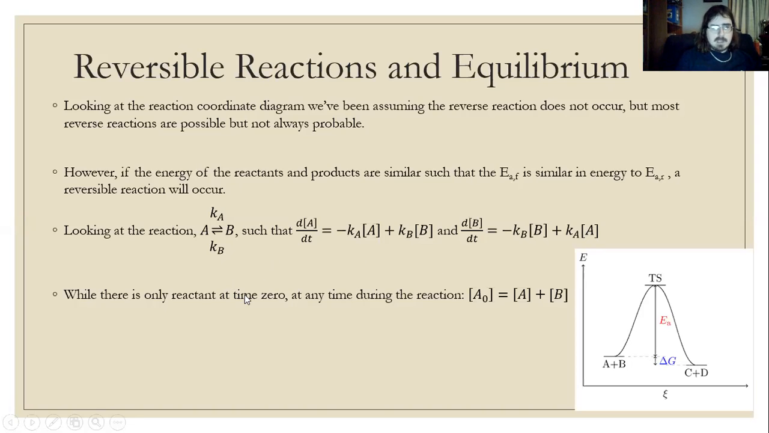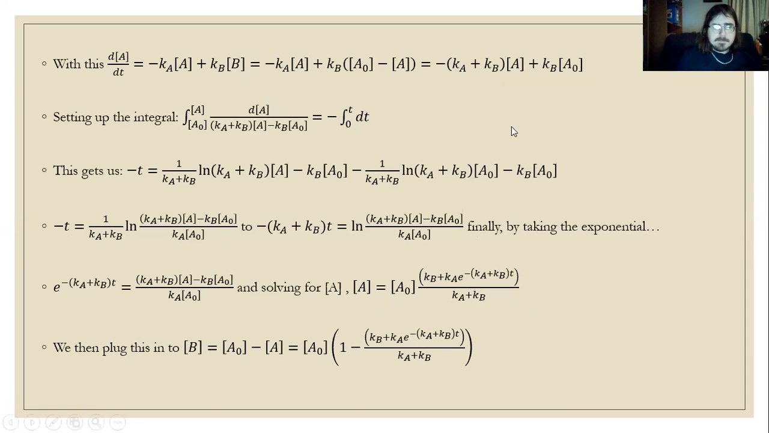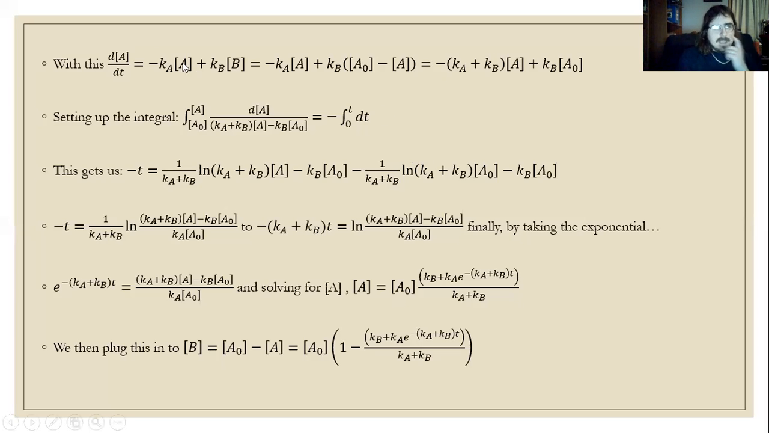So while there is only reactant at time 0, at any time during the reaction, A0 must equal the sum of A and B. A plus B cannot give us more than we originally started with. But okay, so doing some complicated math here. We can't exactly integrate this as is because we have two variables, A and B.